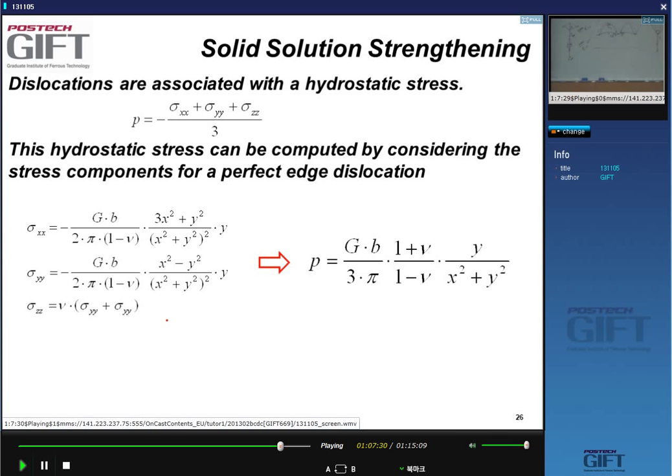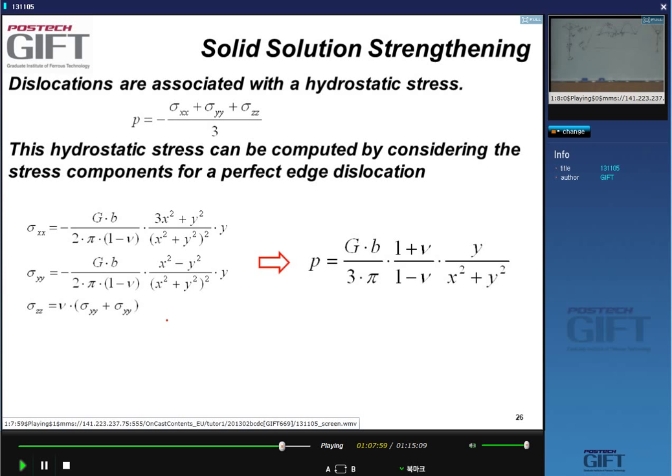Sigma xx plus sigma yy plus sigma zz divided by 3, where these are the principal stresses. You remember this value, right? In the theory of plasticity, we've seen this, right? That's the stress along the yield surface. Yes, that's your mean stress. So we can compute this.